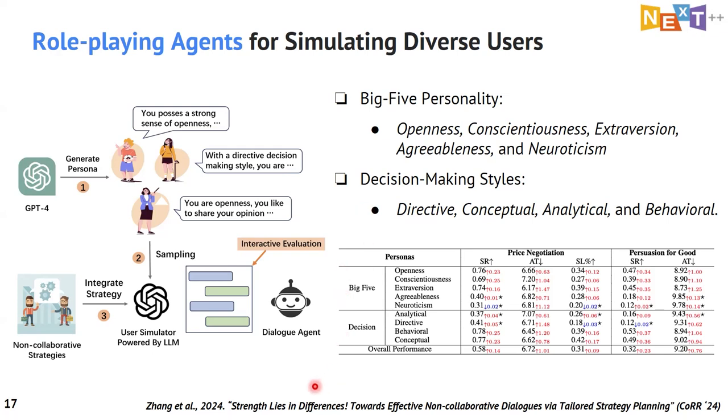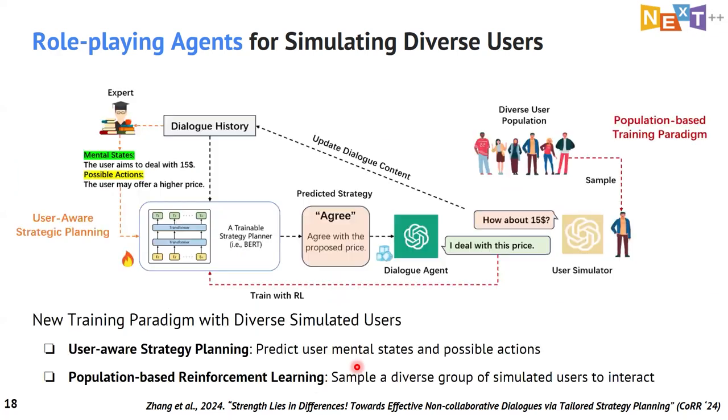From the preliminary experiment in this paper, we can see that different types of users end with different evaluation results compared with the vanilla user simulator without any specified personality or decision-making style. And then in this paper, the authors further proposed a new training paradigm that learns from dialogue sessions by interacting with these diverse simulated users. So here is the new training paradigm proposed by the authors.